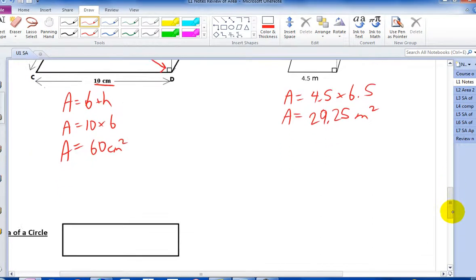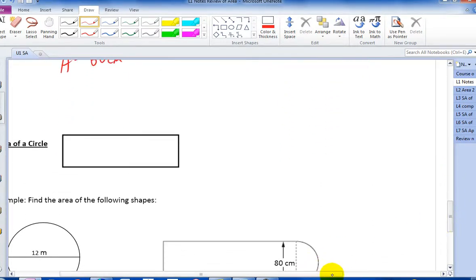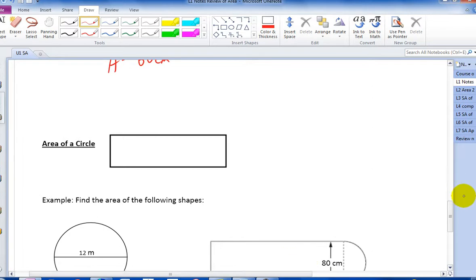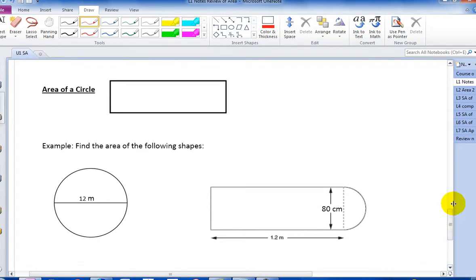Okay. Next one, area of a circle. I love circles. So we're going to do a lot of work with circles, especially in grade 10, but we use algebra, so we have to have exact answers. What did you use last year for pi? Pi? Sure. Anyone else? Yep. 3.14? Good.